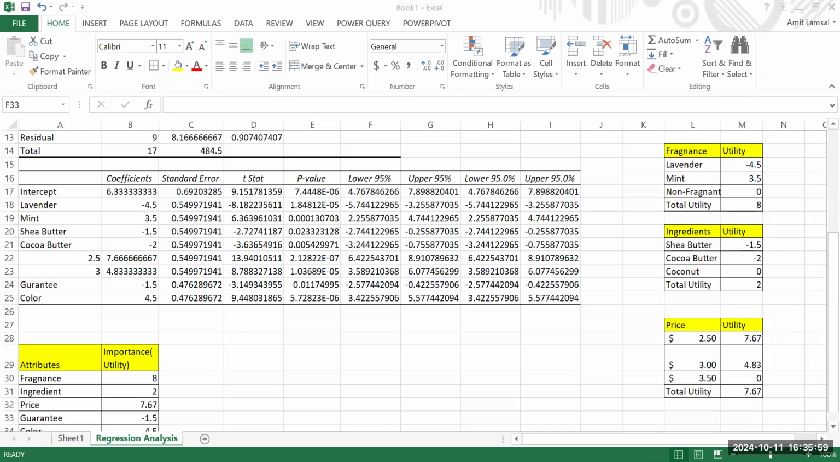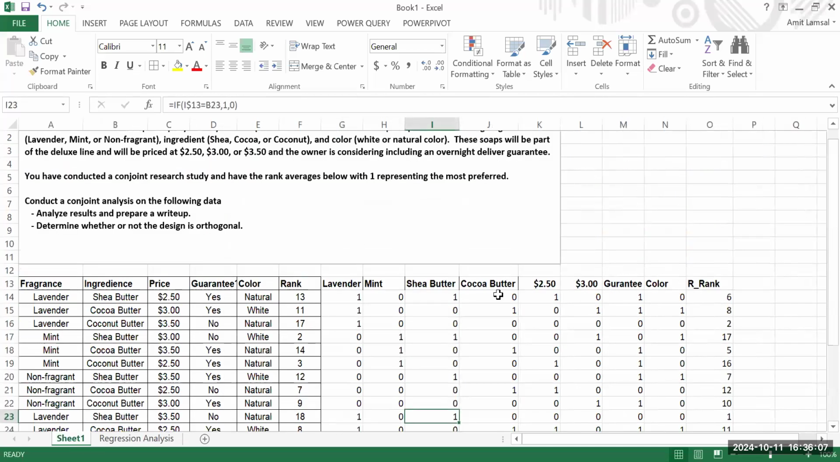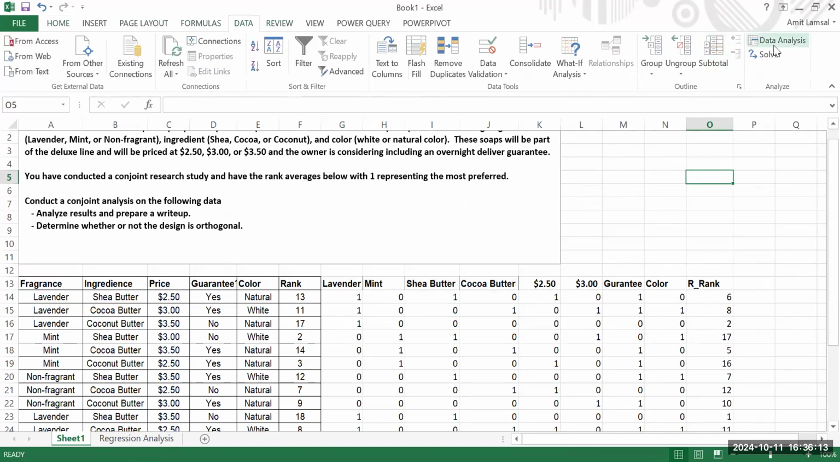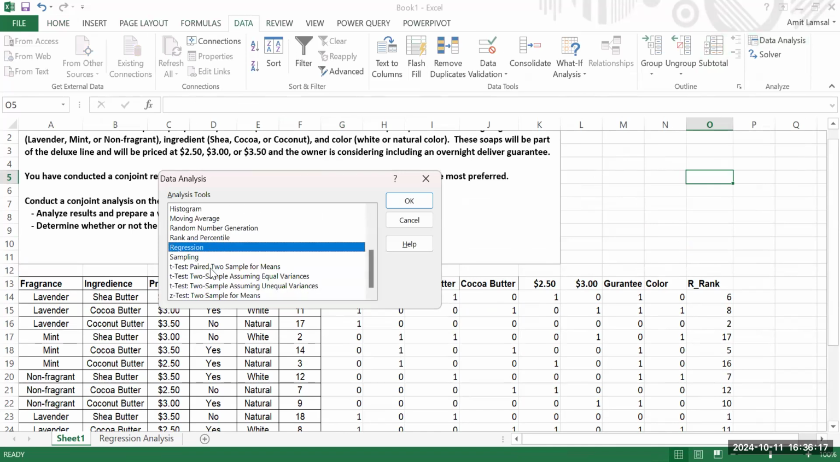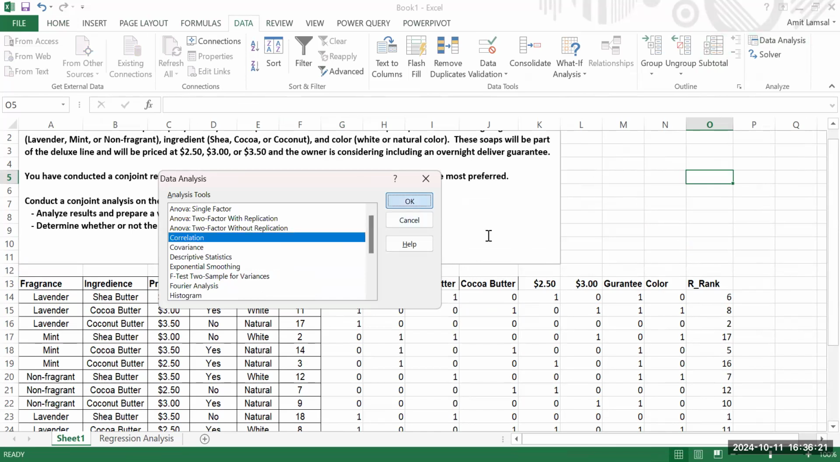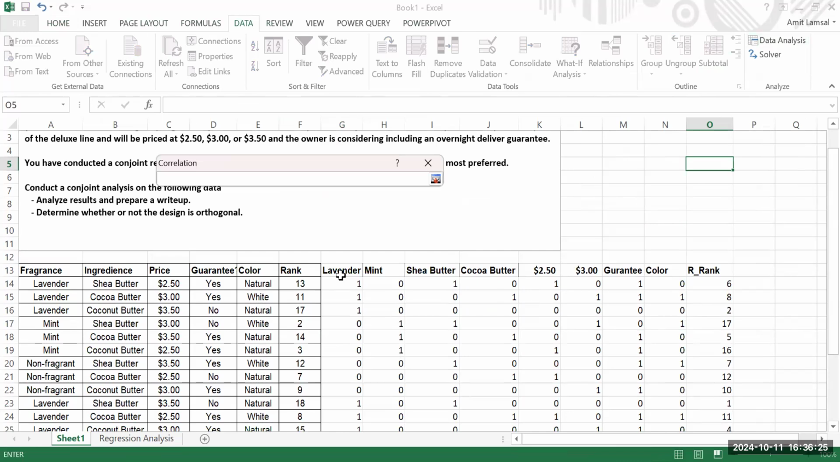So, without any further delay, let's move to our orthogonal analysis. It's simple as the others. We just need to select all. So just go to data analysis, go to correlation. You might find correlation over here. Click okay, and just give it all the data.